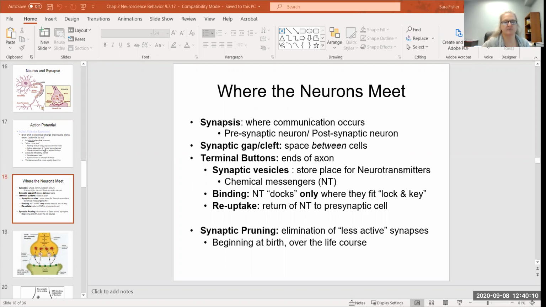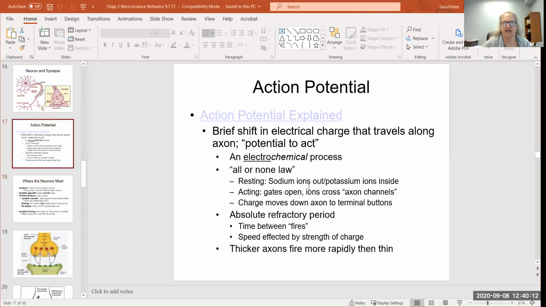Just a little point of review, when we were discussing action potential, I think there was something I failed to mention. Action potential simply means that a neuron has the potential to act. They either fire or they don't. That's what I refer to as all or nothing. Sodium and potassium are critical in this process.